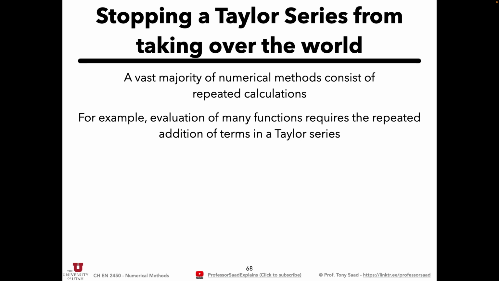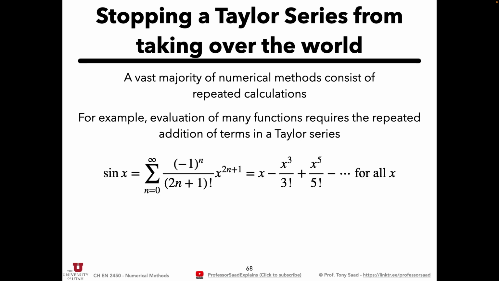So the idea is that the vast majority of numerical methods consist of repeated calculations that follow a formula, right? x to the power n over n factorial, or minus 1 to the power n, x to the power n over n factorial, and so on. So the classic example, again, is this Taylor series. For example, the sine of some number x is expressed as this infinite series, x minus x cubed over 3 factorial plus x to the 5 over 5 factorial, and so on, for any value of x. Obviously, the more terms you add, the more accurate you're going to get, and that's been proven by math. We don't take that for granted.